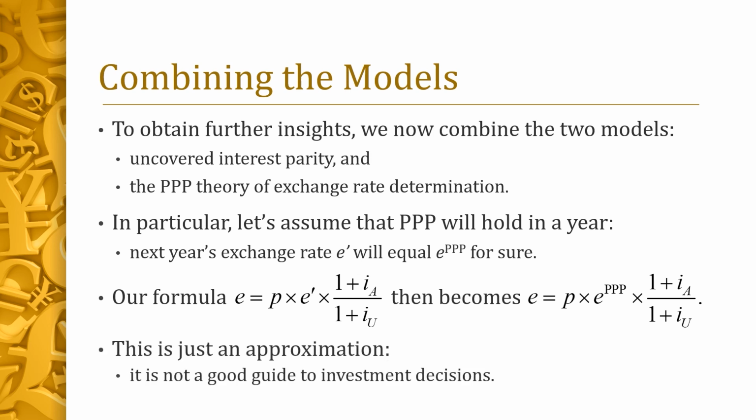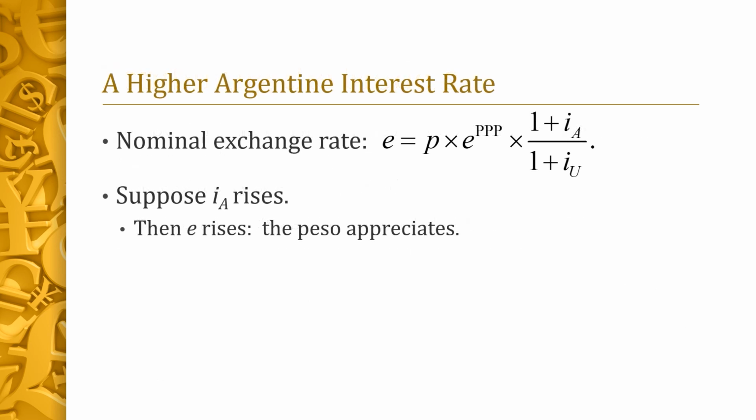It's important to keep in mind that this equation is just an approximation. For instance, if you know that the current nominal exchange rate E is 10 cents, and you compute the expression on the right-hand side to be 11 cents, that does not necessarily mean that the peso is undervalued. Rather, it may simply mean that the markets do not expect purchasing power parity to hold in 1 year, and the markets are usually right. Although it's just an approximation, this new equation yields some very useful insights.